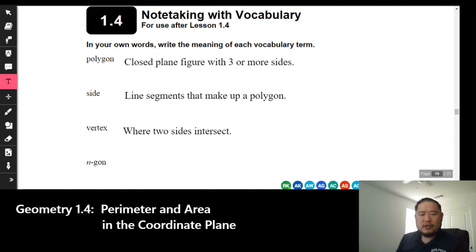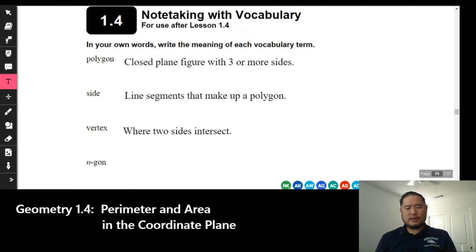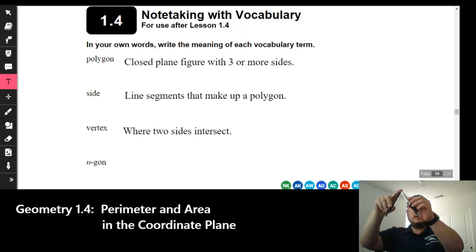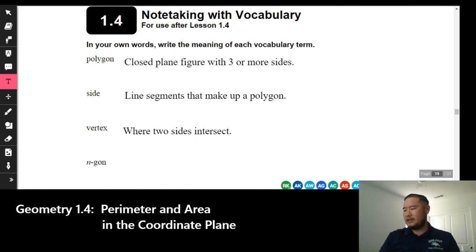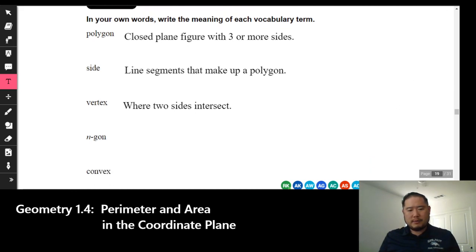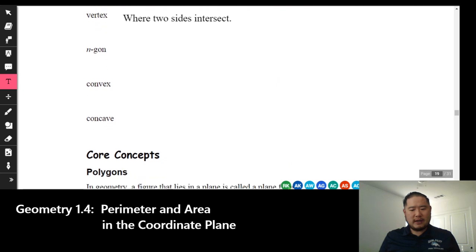Take a look at our next term, a side, which is a line segment that makes up a polygon. And then we have vertex. That is where 2 sides intersect. So if I have these 2 sides right here, and where they intersect, which would be up here, that would be your vertex. Talk about pentagon, convex, concave coming right up.